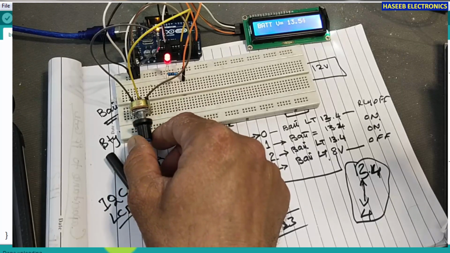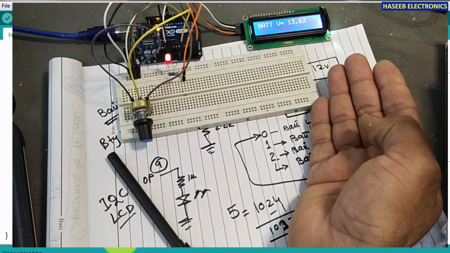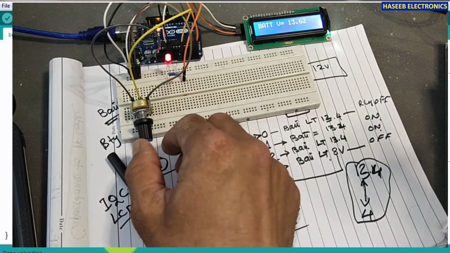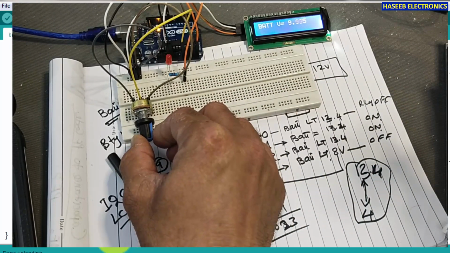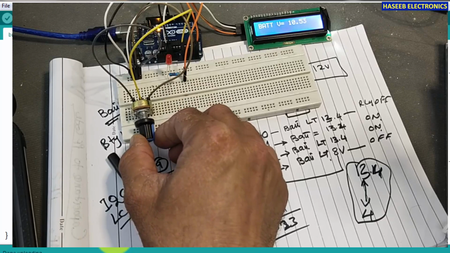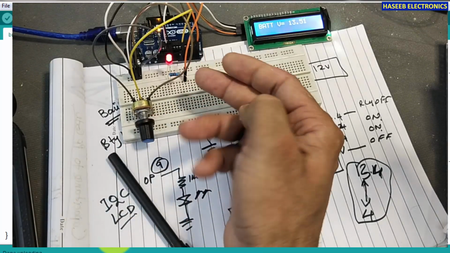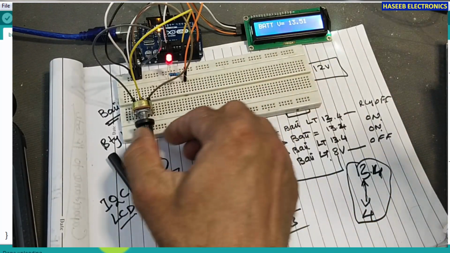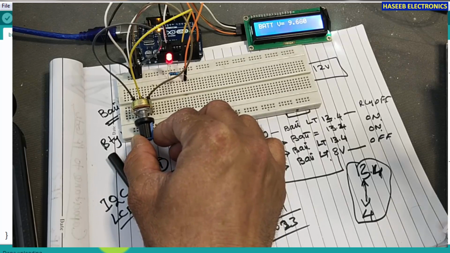Yes, wonderful. At 13.6 volt, this circuit is now turning on this relay and the battery is disconnected. At 9 volt, it will charge again. At 13.4 volt, the battery is disconnected. Again discharging at 9 volt.